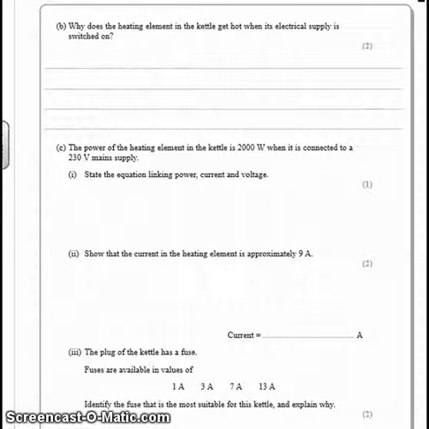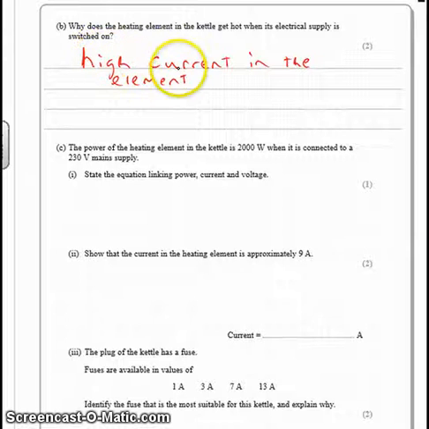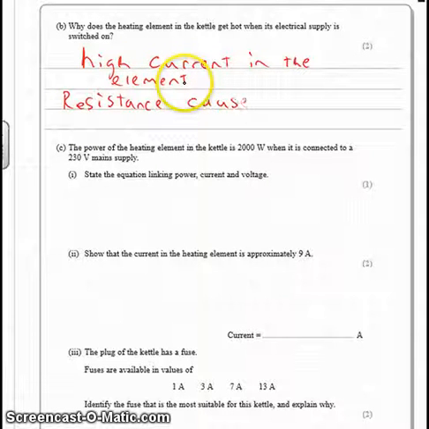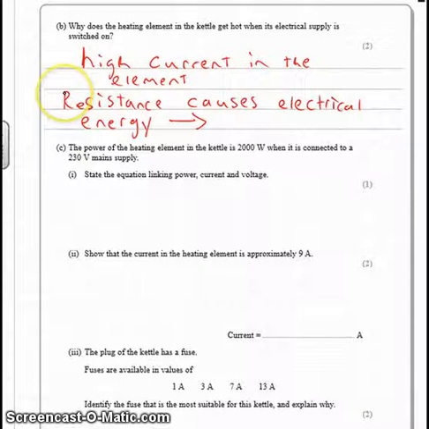Now the heating element in the kettle obviously gets hot when it's switched on. Why does that happen? Well, we're going to say that there's going to be a high current, or at least a current, in the element, and as that current flows through, the heating element is going to have a resistance, and the resistance of the heating element causes electrical energy to get transferred into heat or thermal energy.